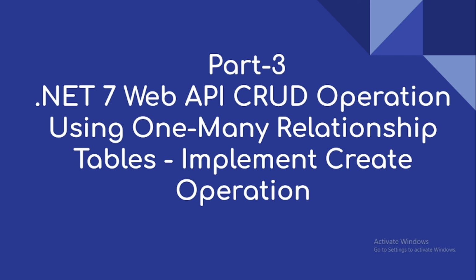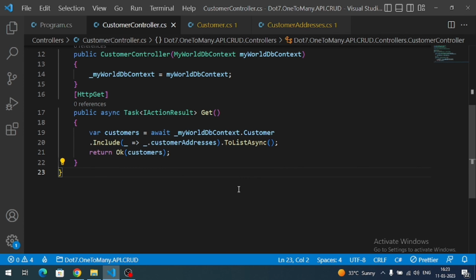This is part 3 video on .NET Web API CRUD operation using one-to-many relationship tables. In this video, we are going to implement the create operation. Here we are going to create an endpoint that will create a new record in the customer table as well as the customer addresses table.